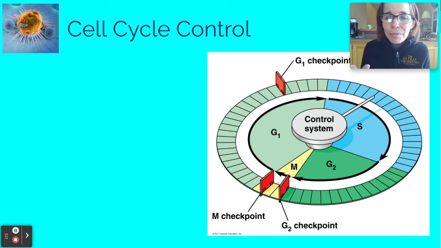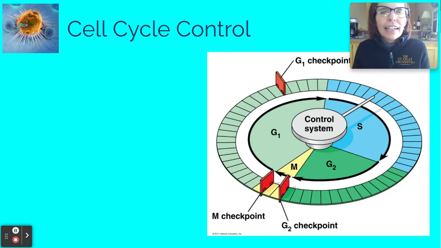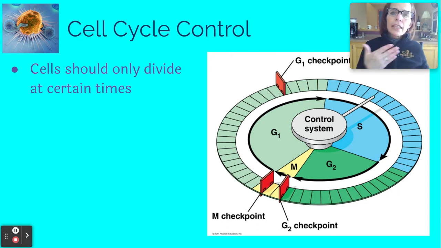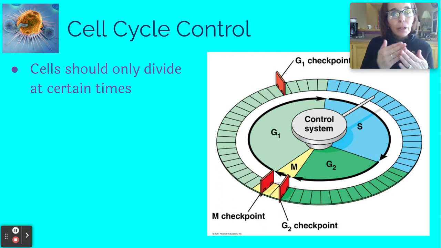All right, so the diagram here should be familiar. What you're looking at is the cell cycle. Remember, interphase is G1, S, and G2, and then that little sliver, it was a different size sliver in our other diagram, it doesn't matter, is mitosis. So normally we control how many times or at what times a cell divides. And that's a super important part of preventing diseases like cancer.